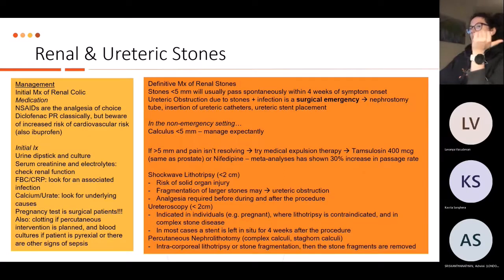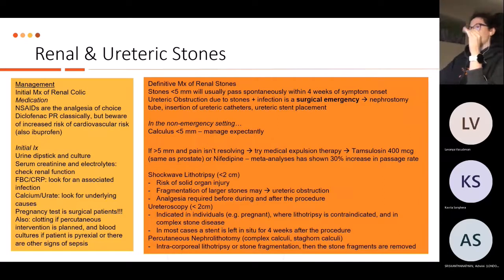Analgesia is really important, and PR diclofenac is your number one choice. You're going to do investigations such as urine dipsticks, bloods, pregnancy tests in women, and if you're going to do any surgical intervention, you need to do a clotting. Management generally depends on size. The one extra point, though, is if there is any evidence of infection and obstruction, it's a surgical emergency, and that's where you need to do that nephrostomy tube decompression.